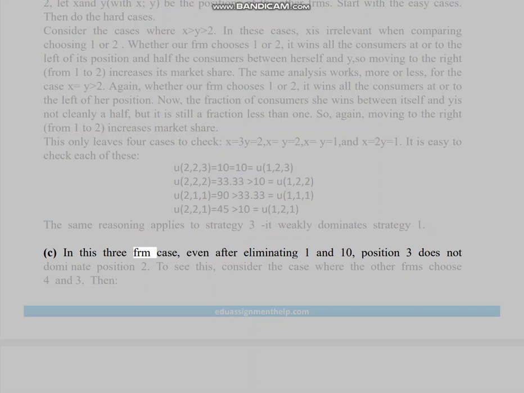C. In this 3 firm case, even after eliminating 1 and 10, position 3 does not dominate position 2. To see this, consider the case where the other firms choose 4 and 3. Then U2(2,3) equals 10 equals U1(2,3); U2(2,2) equals 33.33 greater than 10 equals U1(2,2); U2(1,1) equals 90 greater than 33.33 equals U1(1,1); U2(2,1) equals 45 greater than 10 equals U1(2,1).